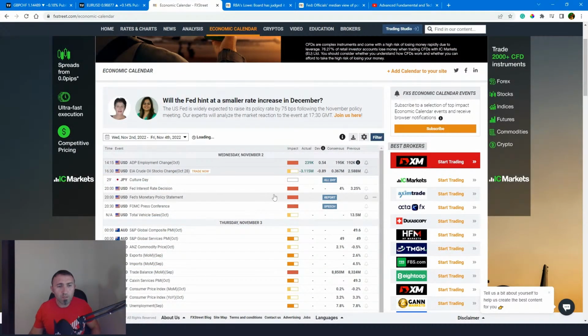The first one that we are going to look at is that after some hours, we have the Fed interest rate decision, the Fed monetary policy statement, and the press conference, which is going to be the most volatile part of all of this. As you can see from the numbers, it is expected that the Fed may increase the interest rate by 0.75%, or 75 basis points.